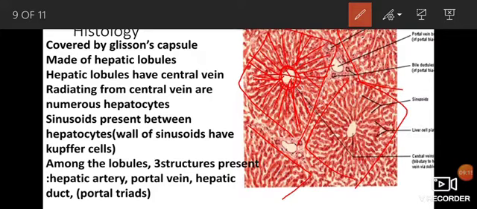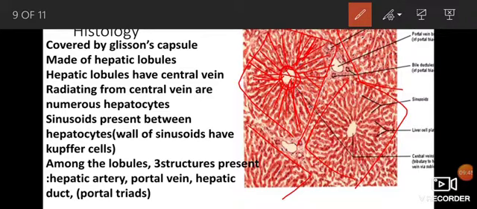Between these hepatic rows, hepatocytes, you can see a space that is visible in a white color. That space is called sinusoid, and the wall of the sinusoid consists of a special phagocytic cell called Kupffer cell. Kupffer cell is the phagocytic cell of the liver which is present along the walls of the sinusoid. So sinusoid is present between the rows of hepatocytes which radiate from the central vein.